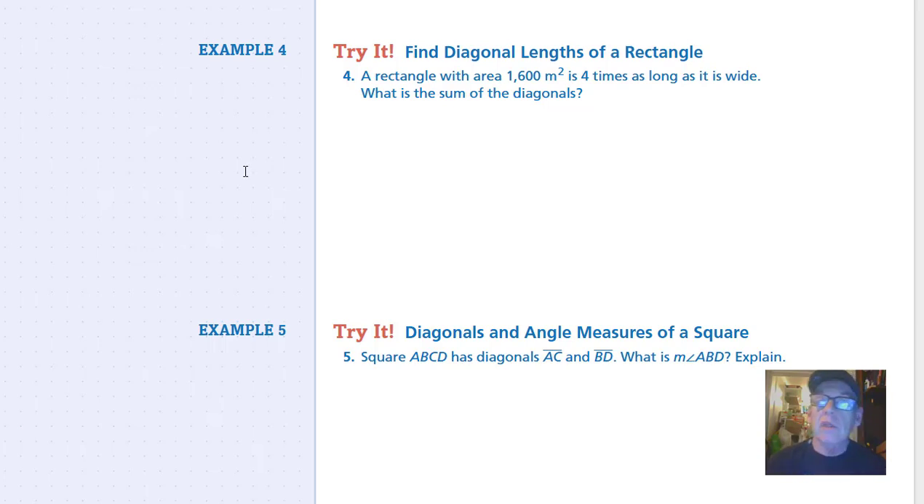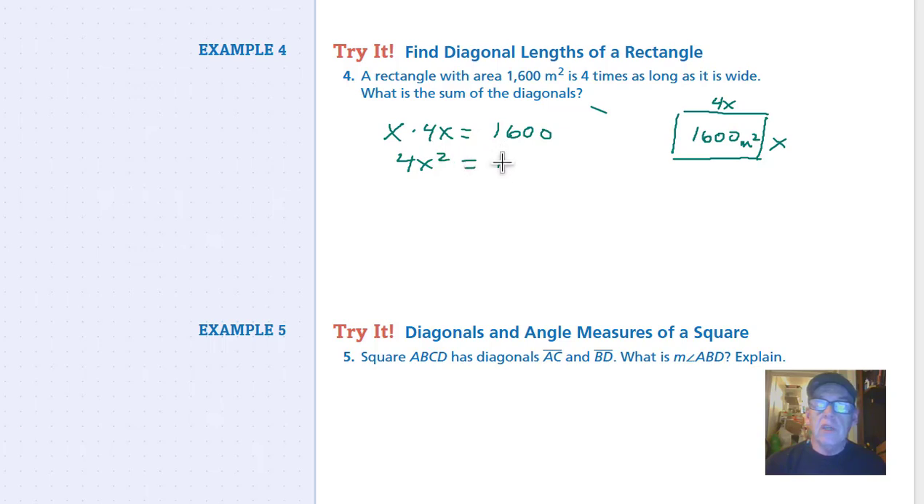Find diagonal lengths of a rectangle. So we have a rectangle with an area of 1,600 square meters. So let's just kind of sketch a rectangle. Now this whole thing has got 1,600 square meters in it. The area, it's 4 times as long as it is wide. So if I let x be how wide it is, it's 4x long. And this area is 1,600. So length times width gives me 1,600. So x times 4x came out to be 1,600. This gives me 4x squared equals 1,600.